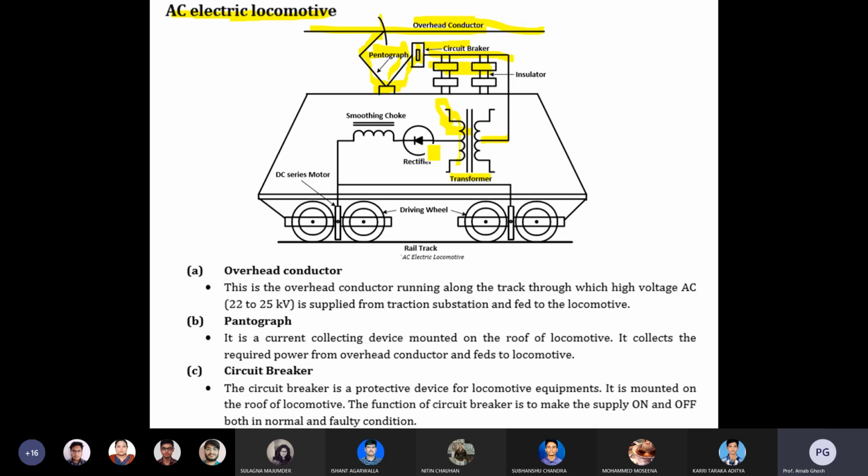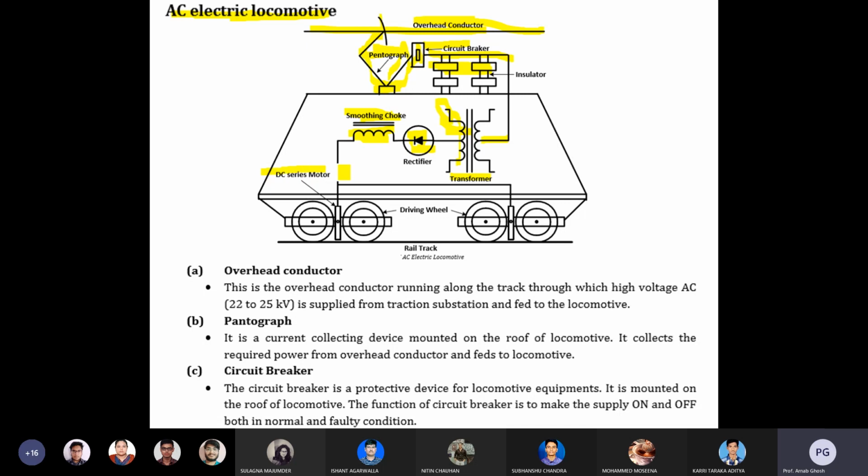Here you can see the transformer. Then a diode rectifier is there for converting that AC to DC. And a smoothing reactor is there, because when you are converting AC to DC, the nature of the DC is pulsating. So who is responsible for making proper DC? The smoothing reactor. Here you can see the smoothing choke, which has coils. The smoothing reactor coils, the smoothing choke, make it a normally constant DC.